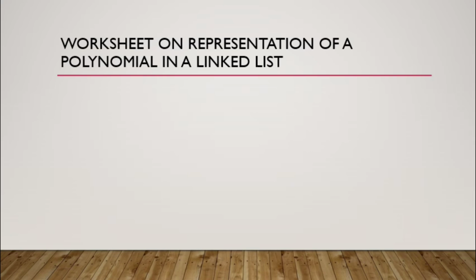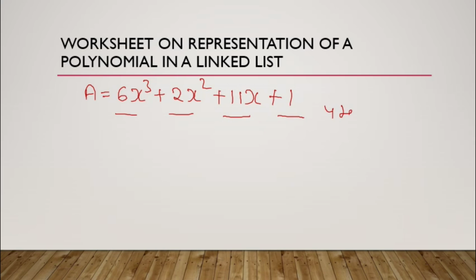Let us represent a polynomial in a linked list. For that, let us take one example of a polynomial: 6x cube plus 2x square plus 11x plus 1. This is the polynomial. Here there are a total of 4 terms, which means 4 nodes in the linked list.